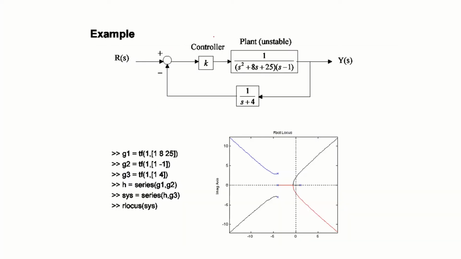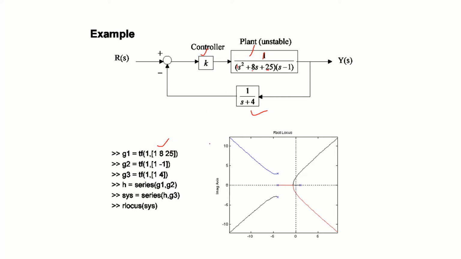So here I have taken an example. This is the controller. This is the plant. This is the feedback device transfer function. You want to draw the root locus plot. G1 is tf([1 1], [1 8 25]). G2 is 1 by s minus 1, tf(1, [1 -1]). At the command prompt you can type this, otherwise you can create an M file.